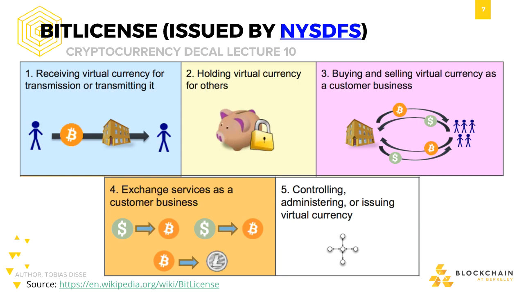You can receive virtual currency for transmission or retransmission. You can hold virtual currency for others. You can buy and sell it as a business. You can exchange services as a customer business. Or you can control, administer, or issue your own virtual currency. So in order to do any of these five things, you need a license that allows you to do so, to make sure you're in compliance with AML and KYC.